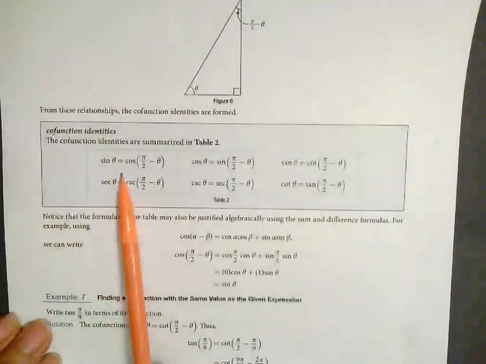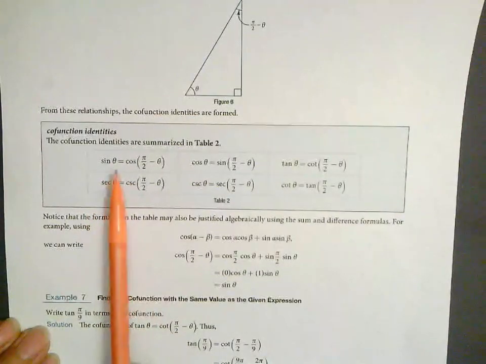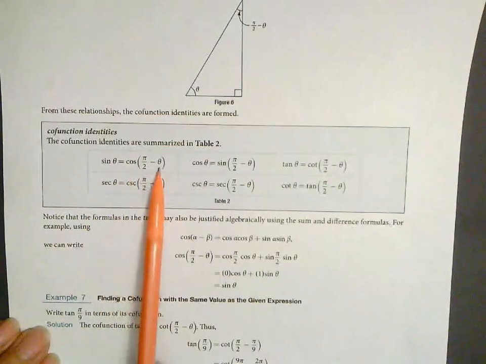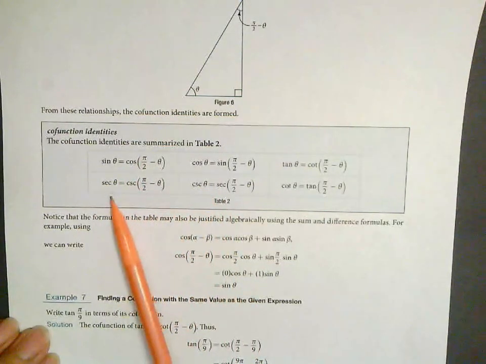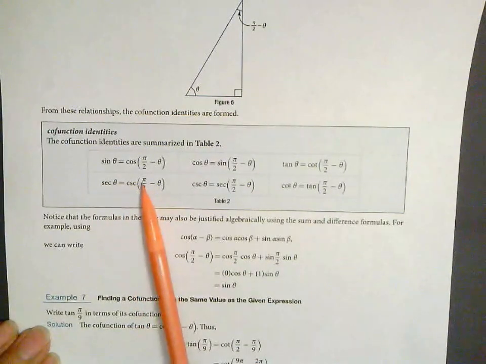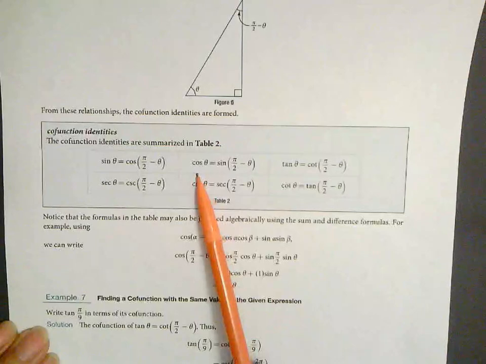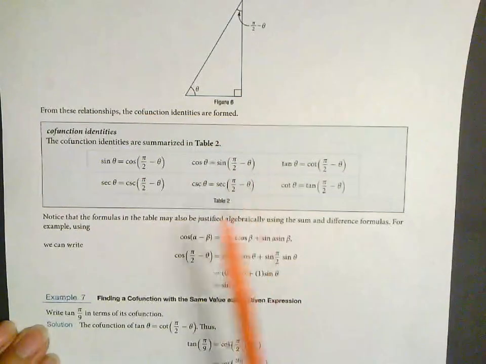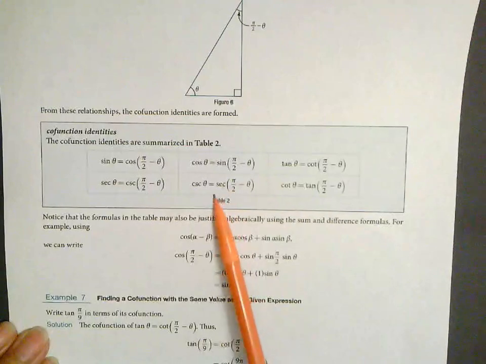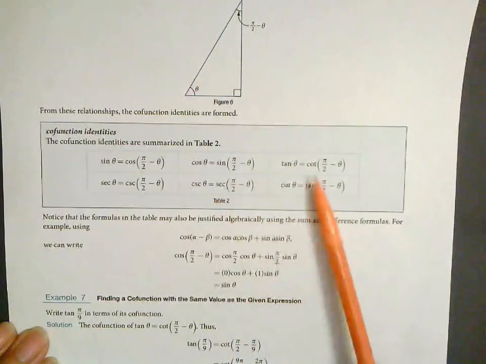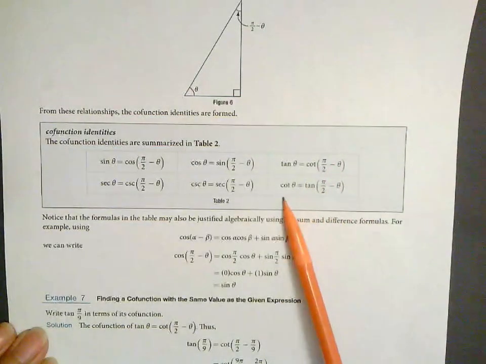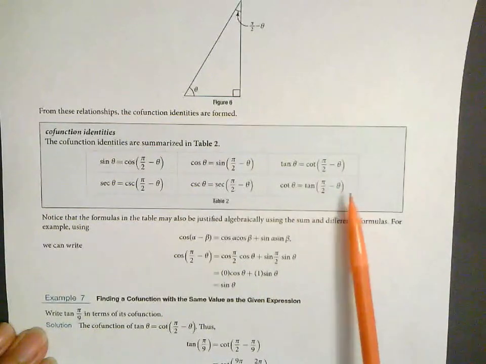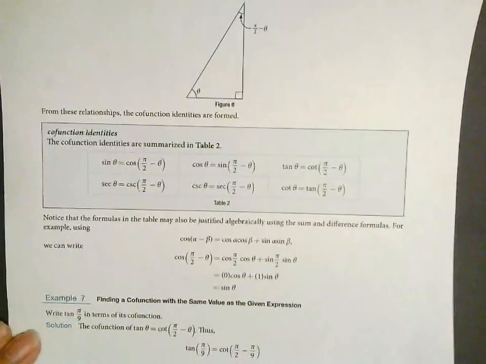And you see the co-function identities. The sine of theta is the same thing as the cosine of pi over 2 minus theta, or 90 degrees minus theta. The secant of theta is the same thing as cosecant of pi over 2 minus theta. Cosine of theta is sine of pi over 2 minus theta. Cosecant of theta is secant of pi over 2 minus theta. Tan of theta is cotan of pi over 2 minus theta. And cotan of theta is tan of pi over 2 minus theta. So these are co-functions. The co stands for co-functions. So let's look at an example.